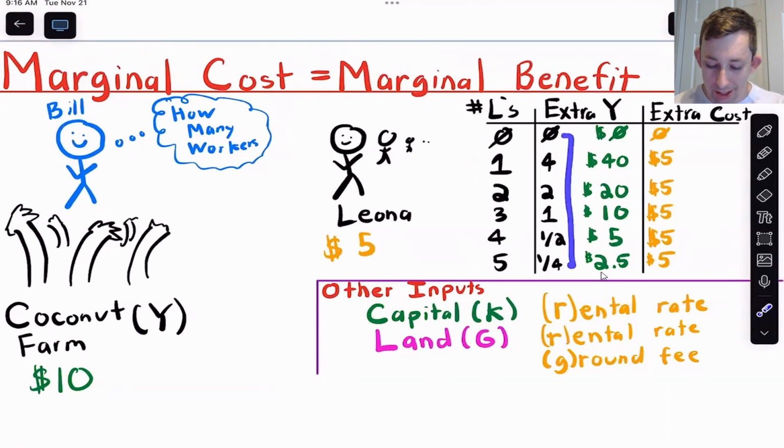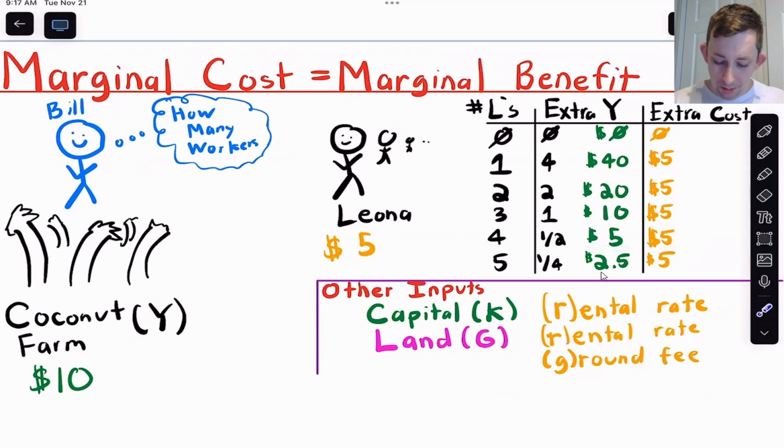This right here is the amount of extra coconuts he can make with one more Leona. So this is the marginal benefit of hiring an additional worker, or an additional Leona. And I'm going to turn that into money terms. The way I'm going to turn that into dollars is just by multiplying the extra Y by $10 per coconut. So when he hires his first worker, Bill can make 4 extra coconuts. That's worth $40. It only costs $5 to hire Leona, so that's definitely worth it. Same if he can make 2 coconuts, that's still $20 in extra revenue, because the marginal benefit of another Leona is 2 coconuts, which is better than $5.